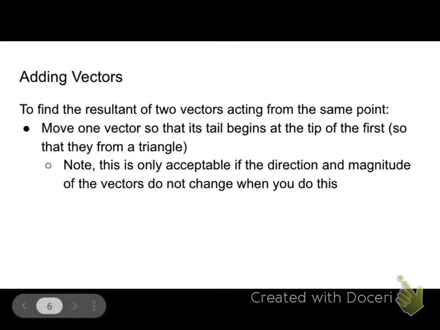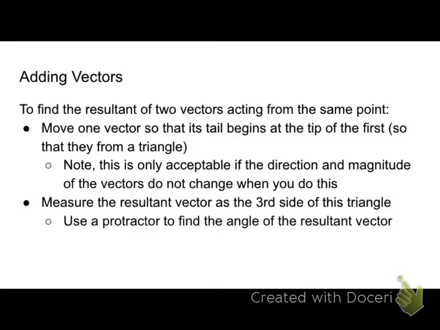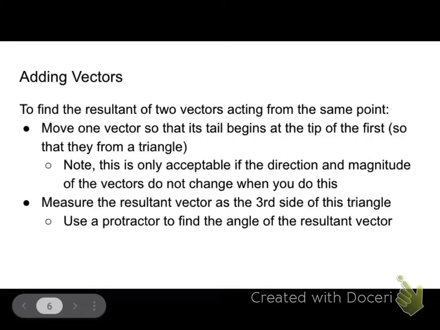This is only okay to do as long as you don't change either the direction or the magnitude of your vectors while you're doing this. So if you're moving them around, you need to make sure you're measuring correctly and not changing the magnitude, and you also need to make sure that you don't accidentally flip one and get it going the other direction, because that will obviously change your resultant vector. Then you'll measure the resultant vector as the third side of that triangle, use a protractor to find the angle of the resultant vector, and then you'll have your answer there. And we'll do some practice problems with this in a little bit.